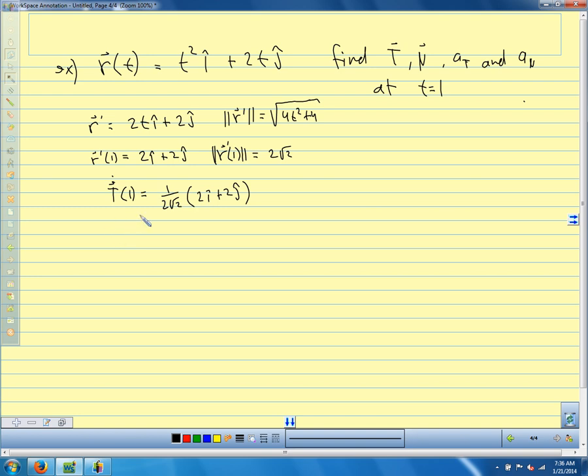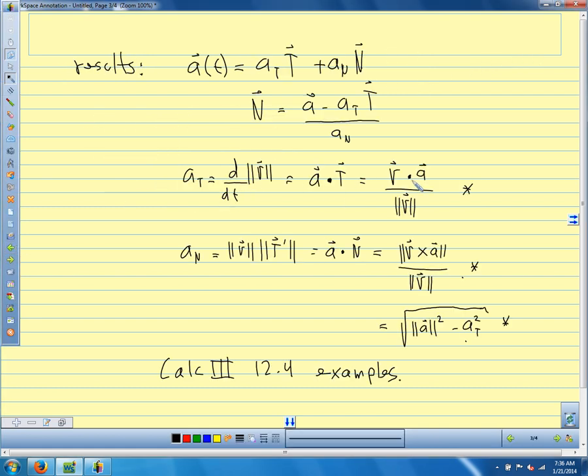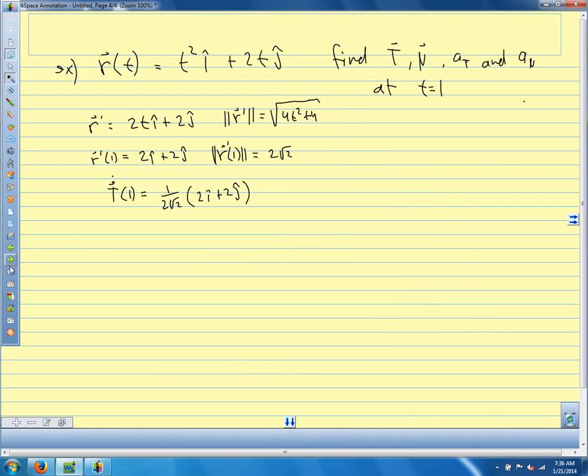To find a sub t, I'm going to use this, v dot a over the length of v. So we need our acceleration, r double prime. r double prime is 2i. And that's going to be a constant, so we have a constant acceleration here.